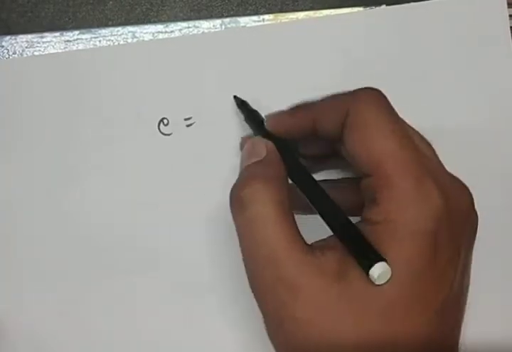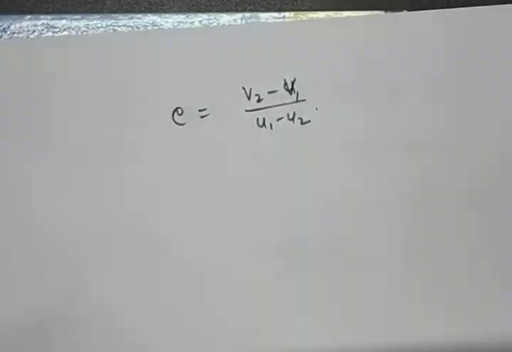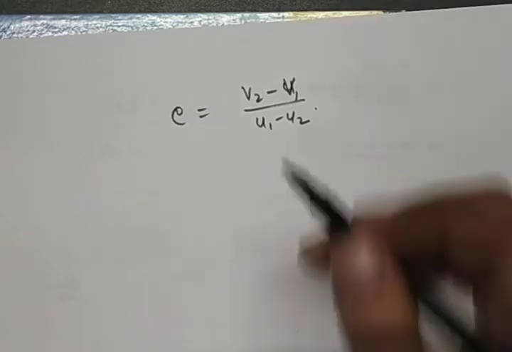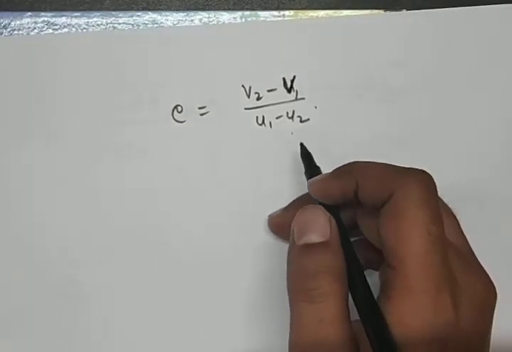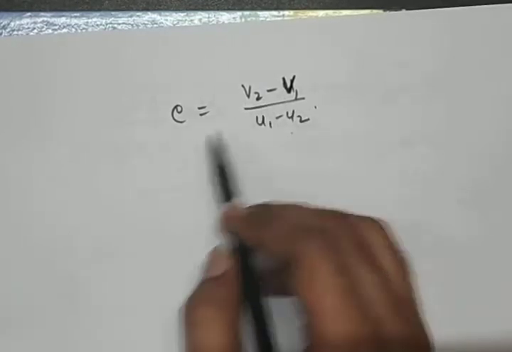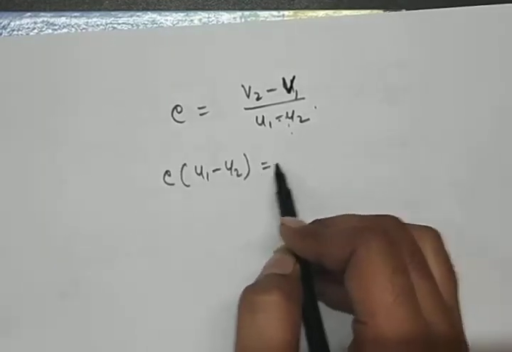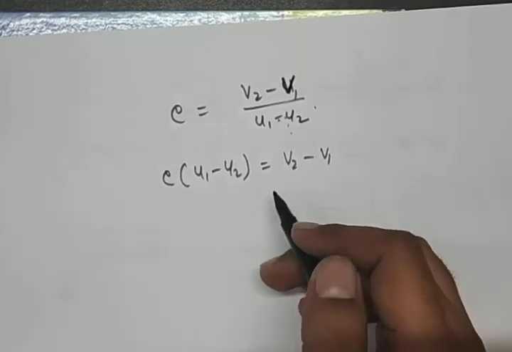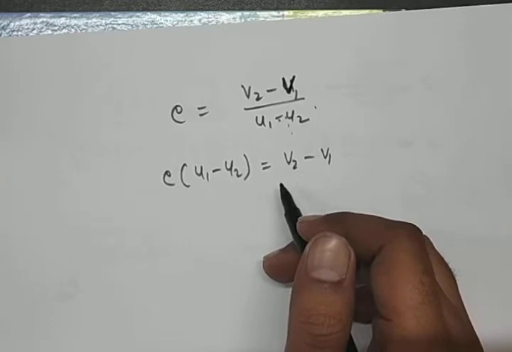Now between A and B, I find E equals v2 minus v1 upon u1 minus u2. By now this should be clear. Okay, v2 minus v1 upon u1 minus u2, that is E. Finally, from here you can calculate that E equals u1 minus u2 equals v2 minus v1. Okay. Final velocity.